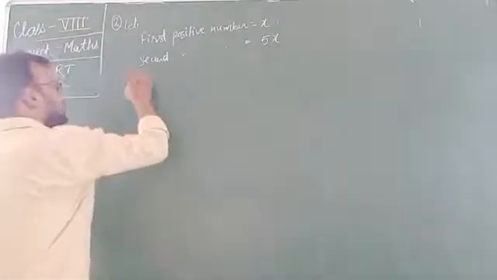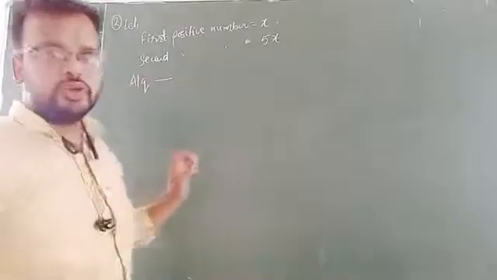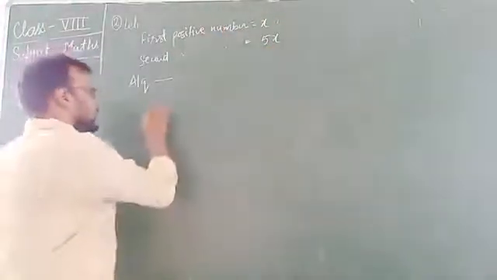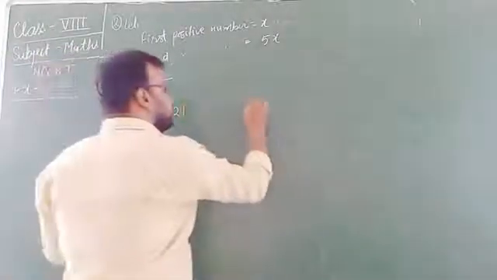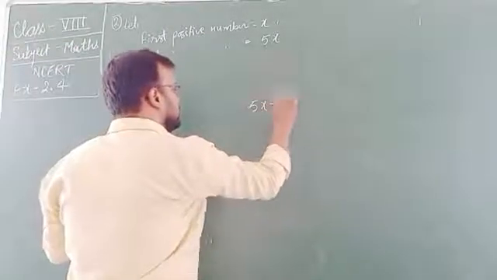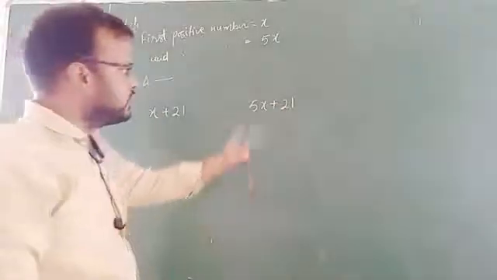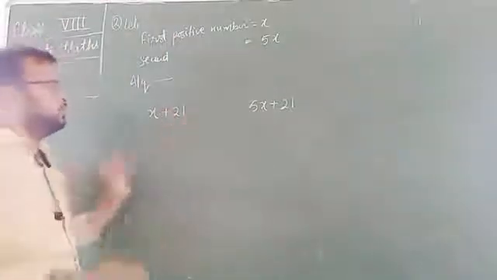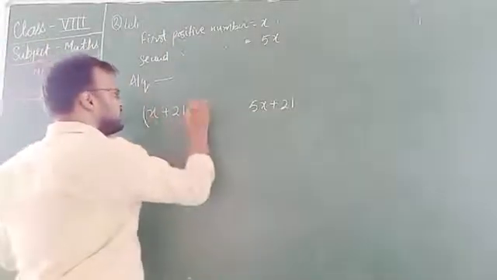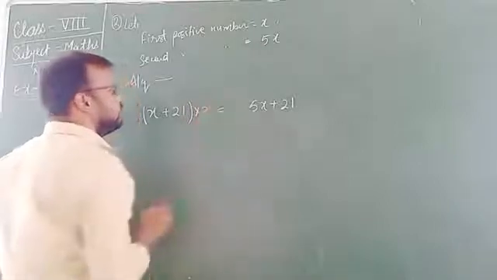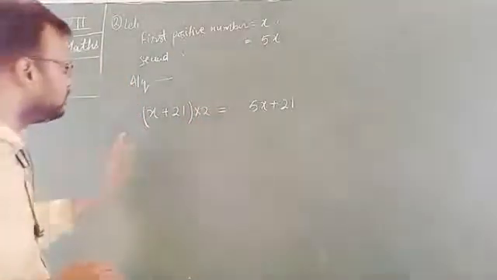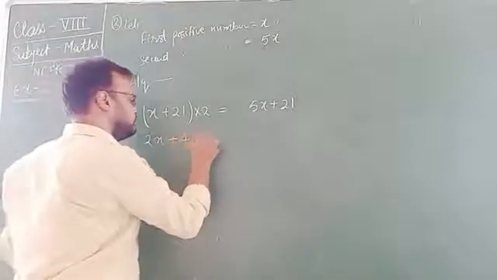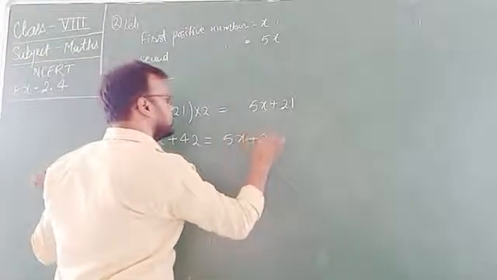Now according to the question, if 21 is added to both numbers, it means x is also added to 21 and 5x is also added to 21. So this is the larger number and it becomes twice of the first number. So for the equation, this is multiplied. Now open the bracket. This is 2 into x, 2x plus 42 equal 5x plus 21.